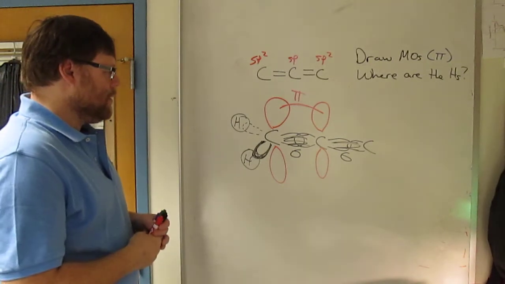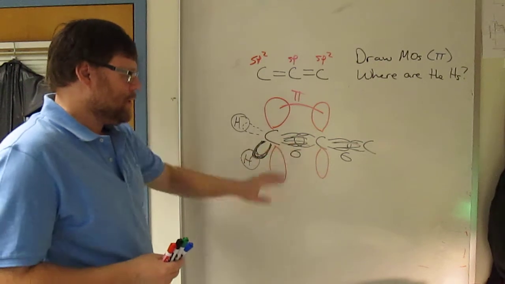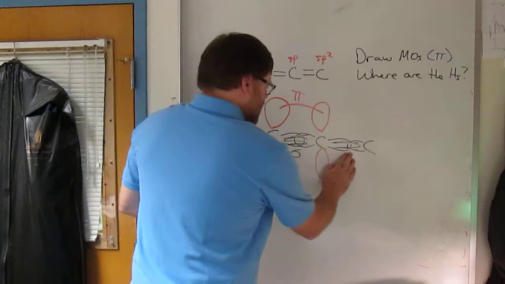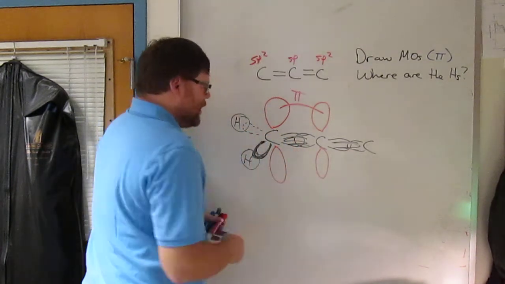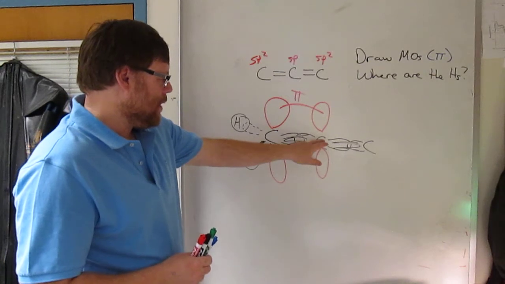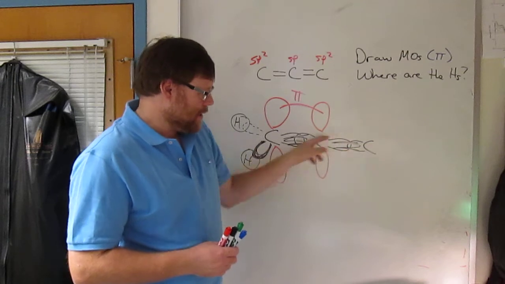Okie doke. Well, you're well on your way. You've drawn a pi bond between an sp2 hybridized carbon and an sp hybridized carbon. I'm going to erase these sigmas. I'm going to assume you know what a sigma bond is. There's a pi bond now between the carbon in the middle, the sp hybridized carbon, and the right sp2. There's another pi bond here.